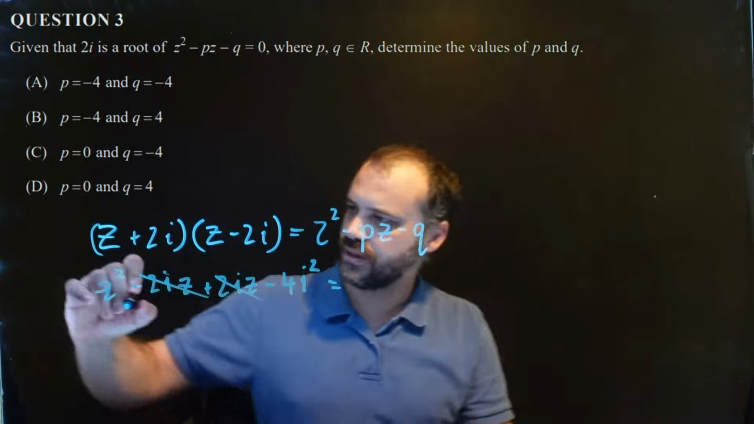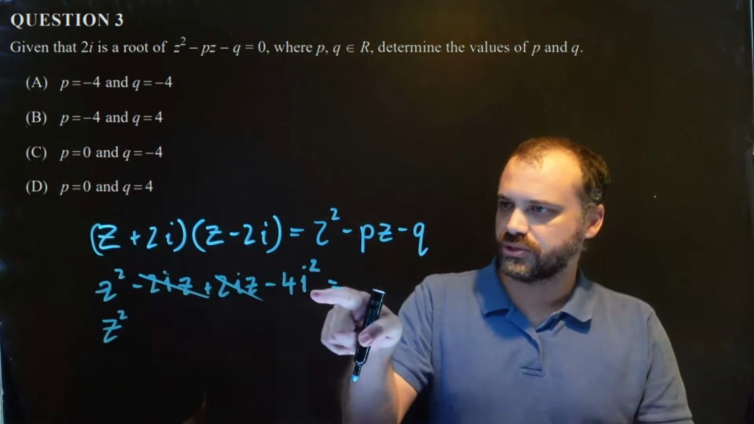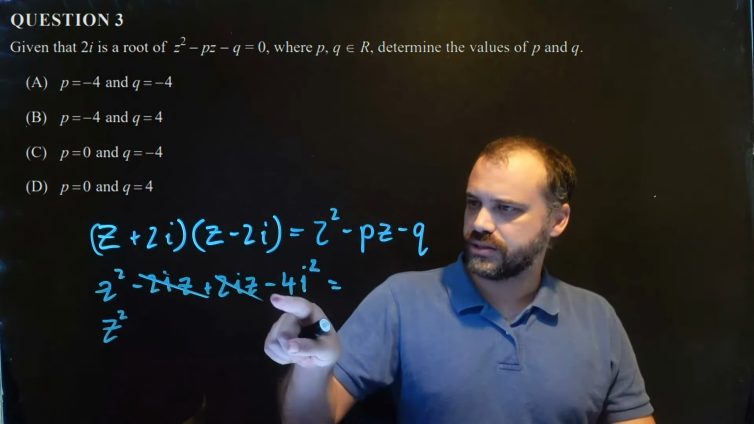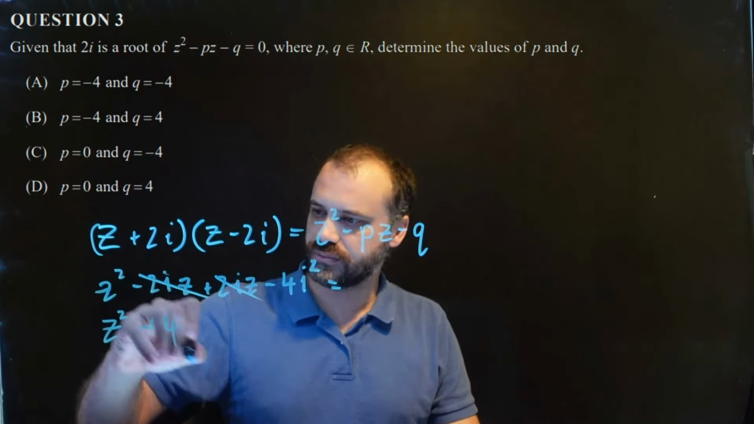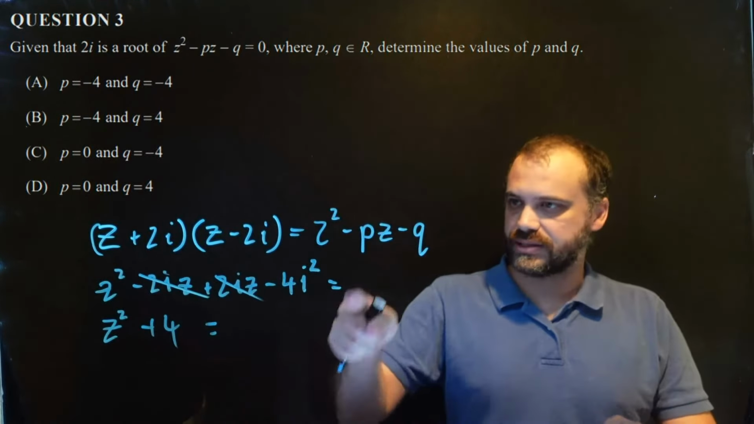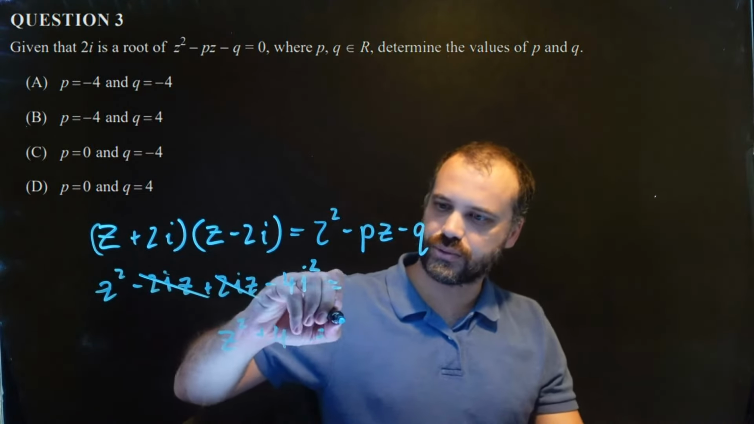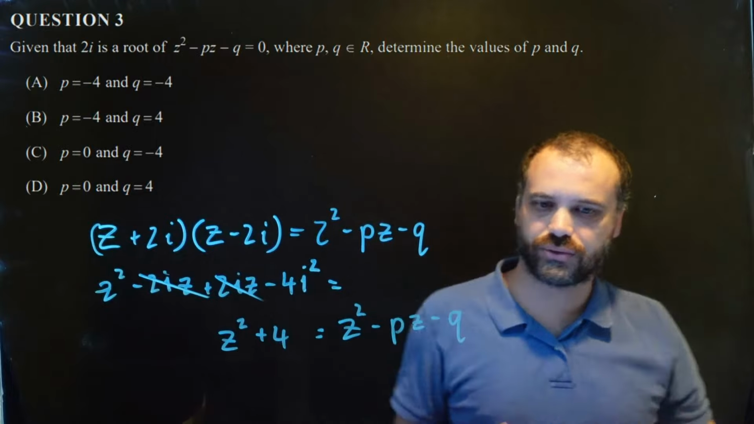Negative 2iz and positive 2iz are going to cancel each other out. I'm left with z squared, and then this negative 4 times i squared. i squared is negative 1. So negative 4 times negative 1 is positive 4. And we know now that that's equal, let me line up my equal signs, to z squared minus pz minus q.